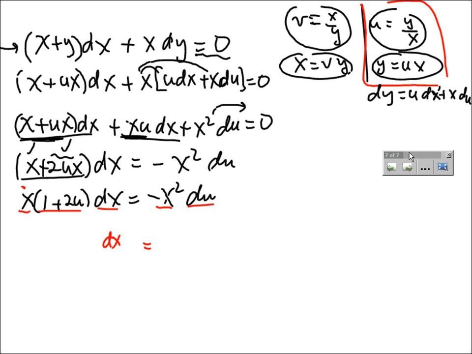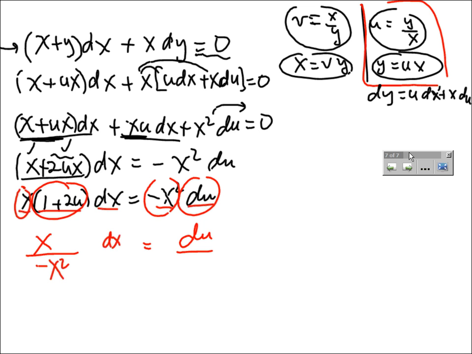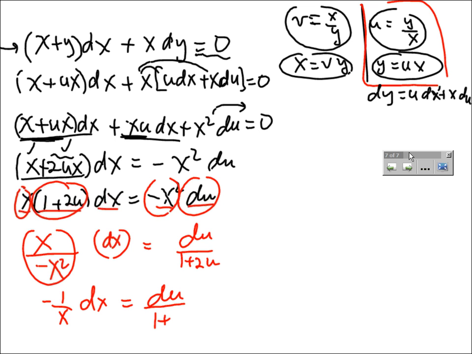So I'm going to move them around so the x's and the u's are on the same side. I'll keep this x where it is. I'll move that x into the bottom. I'll keep the du where it is, and I'll move that factor to the bottom. So I have negative 1 over x after doing this division, times dx, and this is equal to du over (1 plus 2u). Now I'm going to integrate both sides.